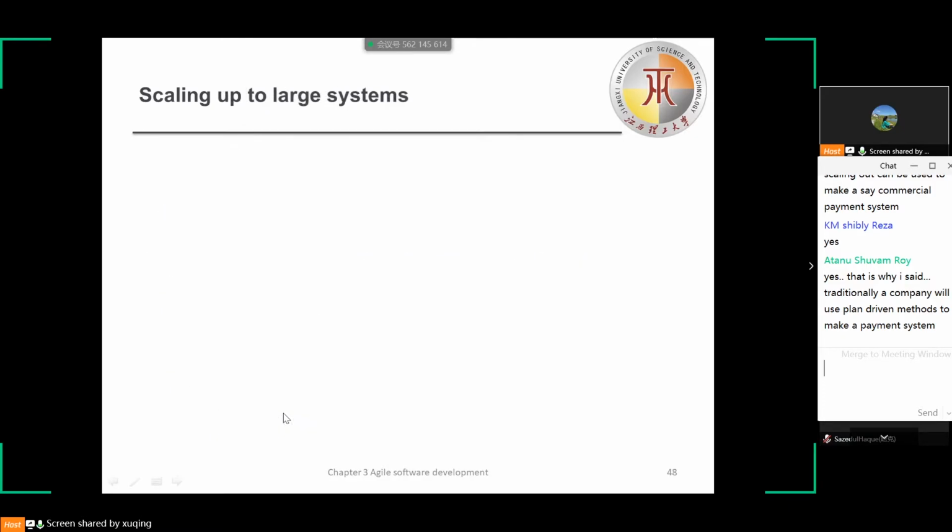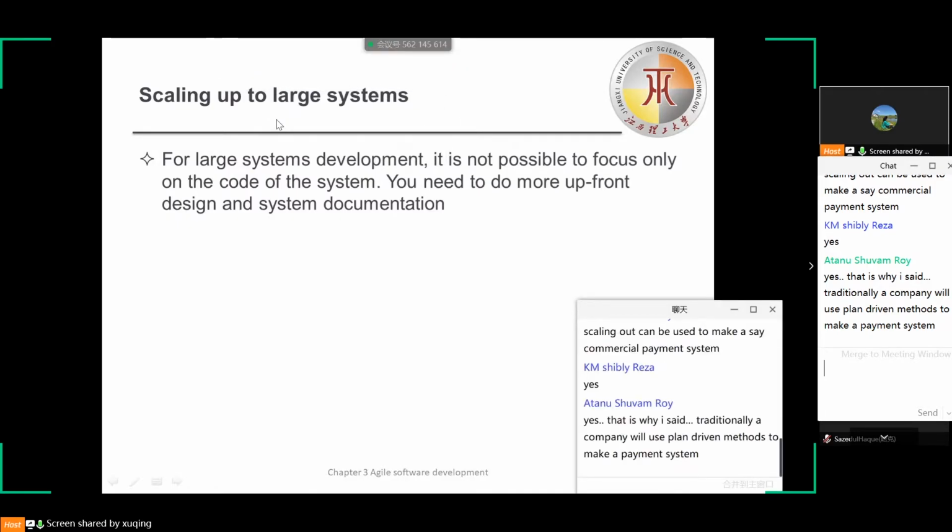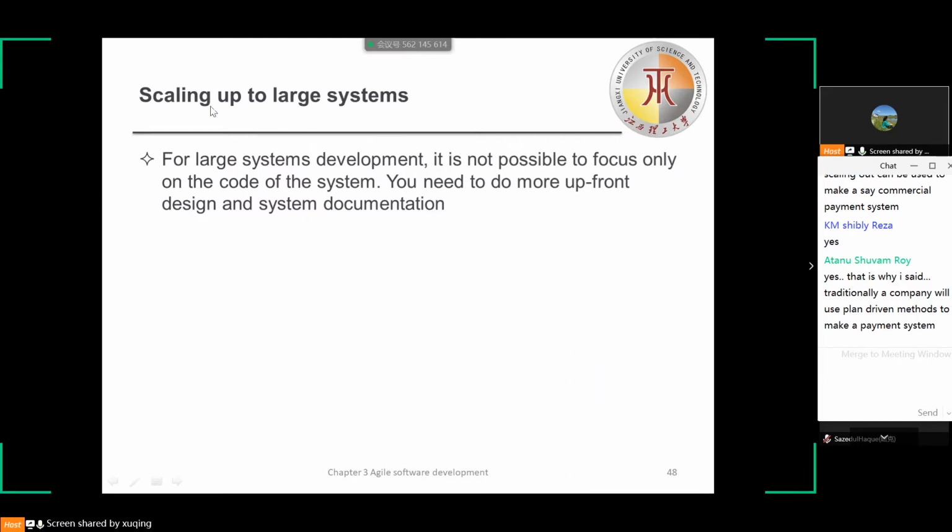Now we'll see scaling up to large systems. Yeah, I think Roy, you are right too. Even for the objectives of these two perspectives, scaling up is for some systems and scaling out normally is for some organizations, across some organizations. Here, scaling up to large systems.